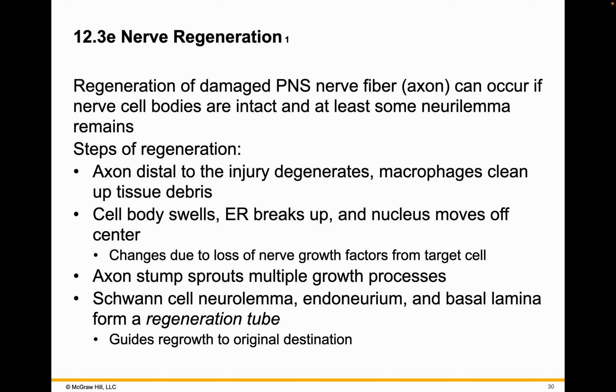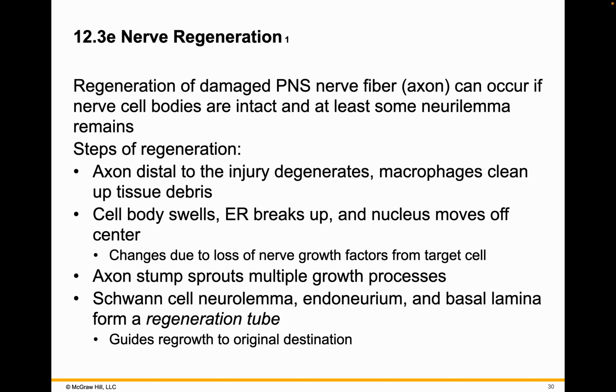Regeneration of peripheral nerve fibers is possible if the nerve cell bodies are intact and some of the neurolemma remains. The steps for that regeneration include the axon distal to the injury degenerating. The macrophages clean up the debris. The cell body will then swell. The endoplasmic reticulum will break off, and the nucleus will move off center. Those changes are due to the loss of nerve growth factors from the target cell.